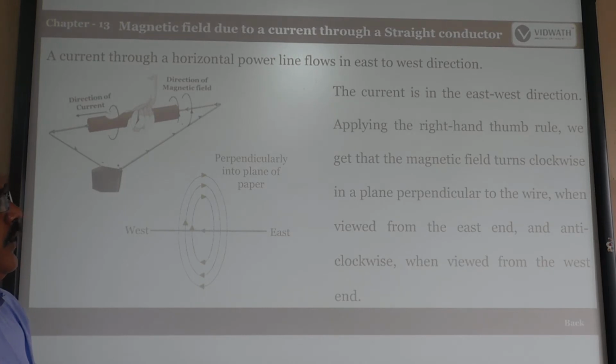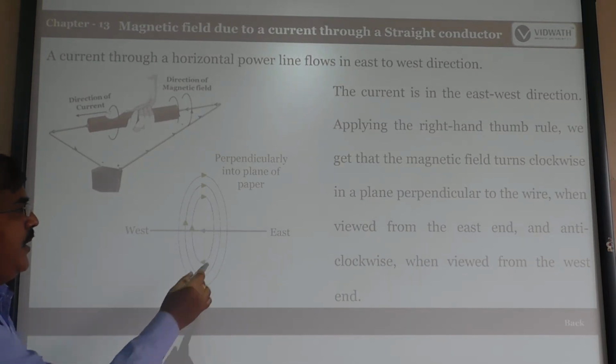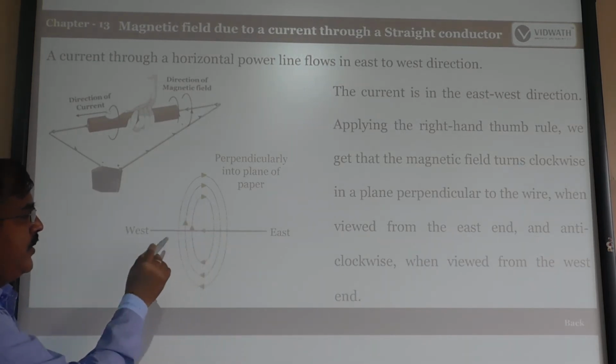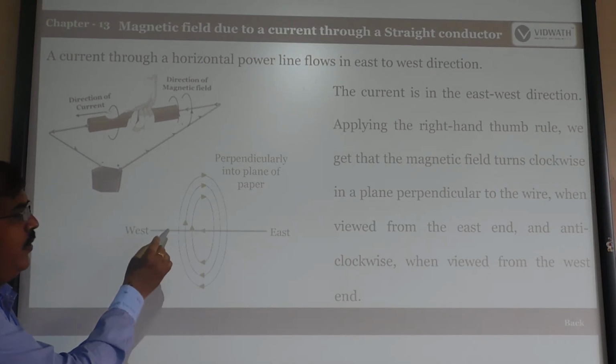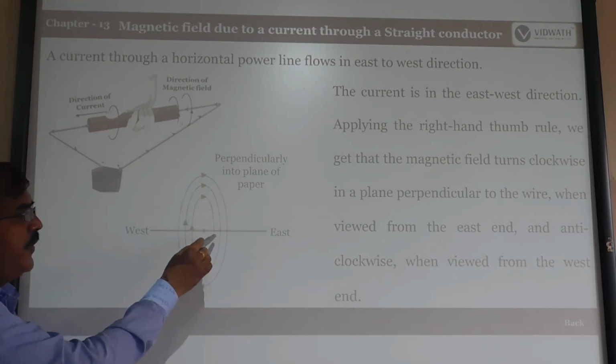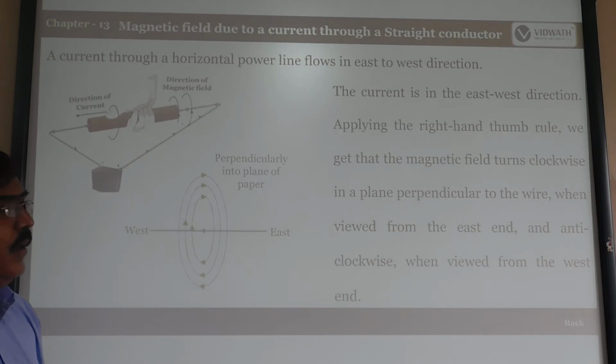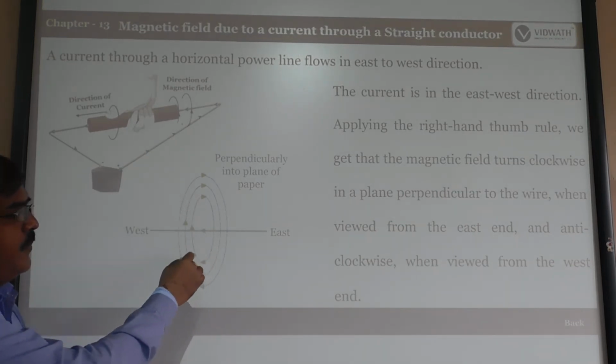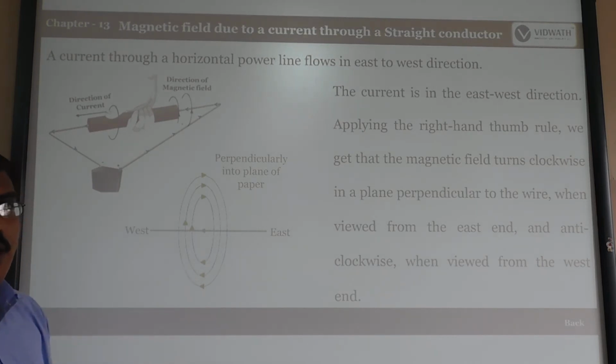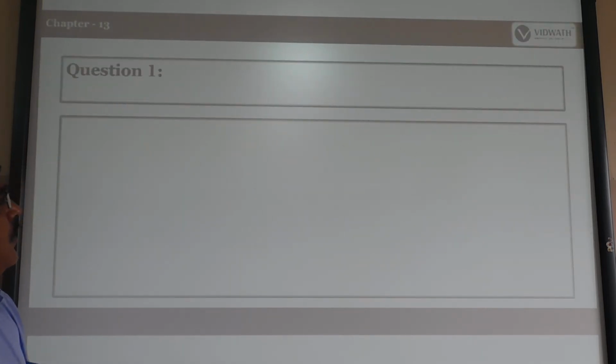The current in the east-west direction, applying the right hand thumb rule, we get the magnetic field turning clockwise in a plane perpendicular to the wire when viewed from the east side, and anti-clockwise when viewed from the west side. From the east side, it should look like east to west. Suppose you observe from the west side, it should look like west to east. So this is how the number of turns of the coils is produced, and that also depends upon the magnetic field.